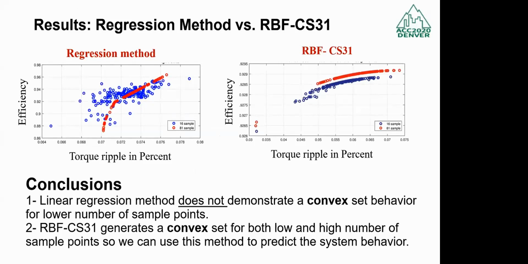As you can see, the linear regression method does not demonstrate a convex set behavior for a lower number of sample points. On the other hand, the RBF CS31 generates a convex set for both low and high numbers of sample points, so we can use this method to predict the system behavior.